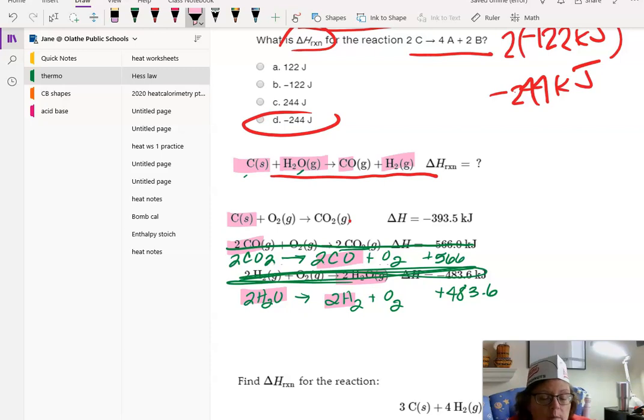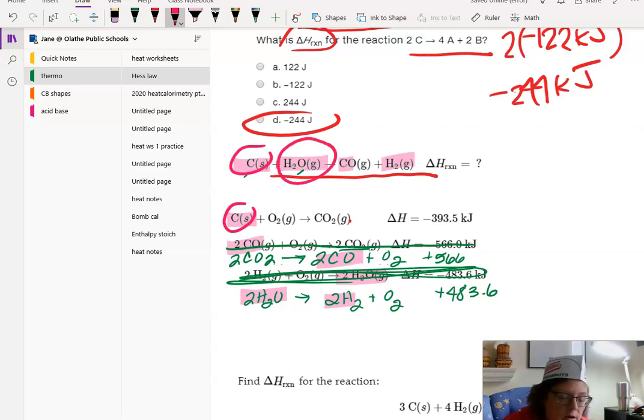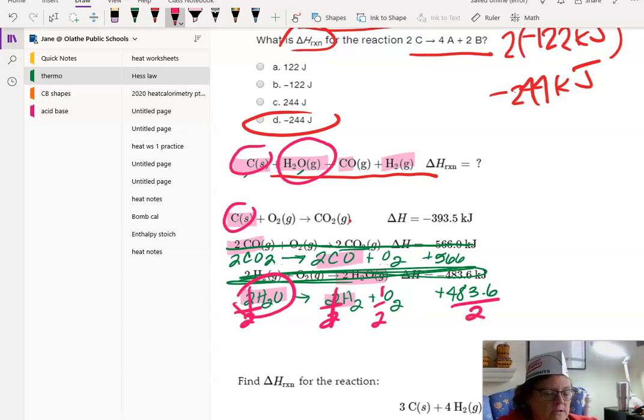Now I've got to make sure they all add up. Okay, this guy is carbon, one carbon, we're good. This guy, water, there's one here, but there's two down here. Okay, if we can multiply reactions, we can also cut them in half. So if we divide this whole guy in half, we would divide that number in half. Okay, so now we have one water, we're good.